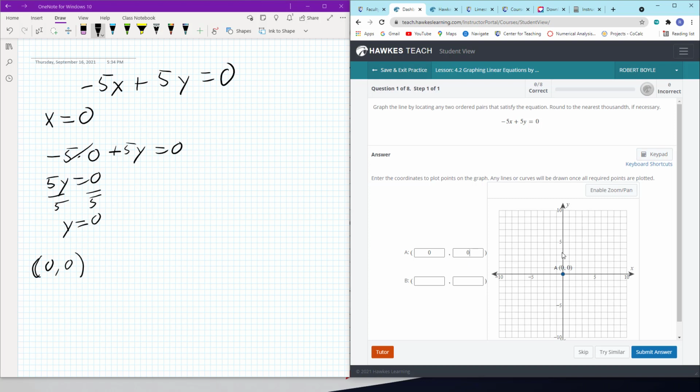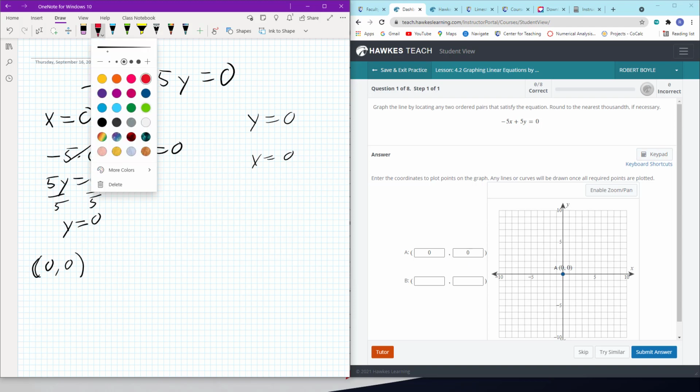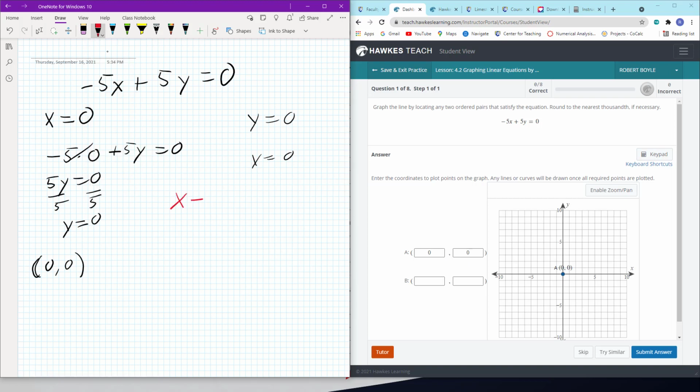There's our first point. Okay, now in our examples, I would say, well, let's let y equal 0 and see what we get for x. Well, if we did, we're just going to get x equals 0 again, which is the exact same point. So we need to come up with a different value. So I'm going to suggest, how about if we let x be equal to 5? And you'll see why in just a second. Let's let x be equal to 5. In that case, we're going to have negative 5 times 5 plus 5y is equal to 0. Well, negative 5 times 5 is negative 25, plus 5y is equal to 0.